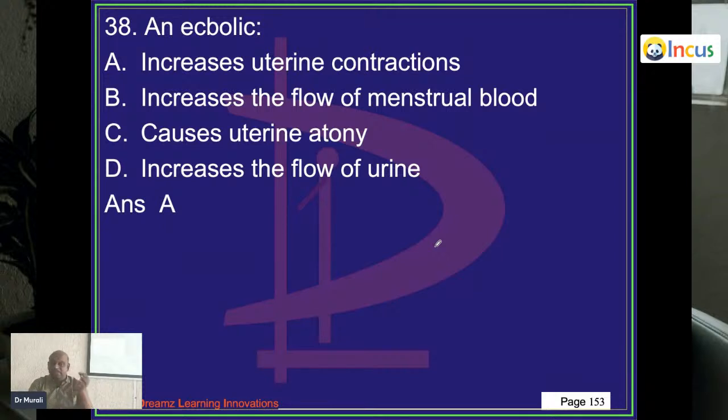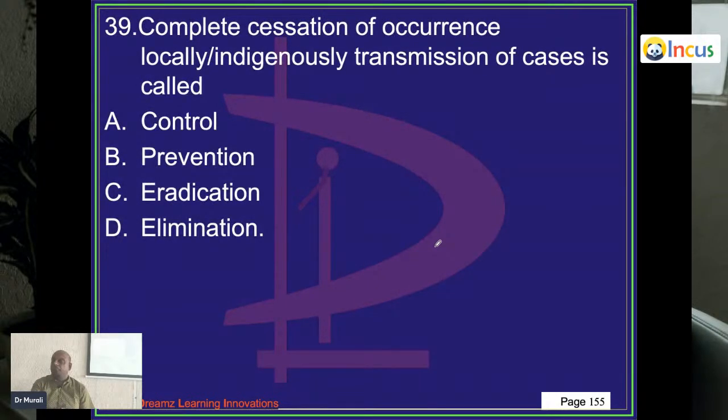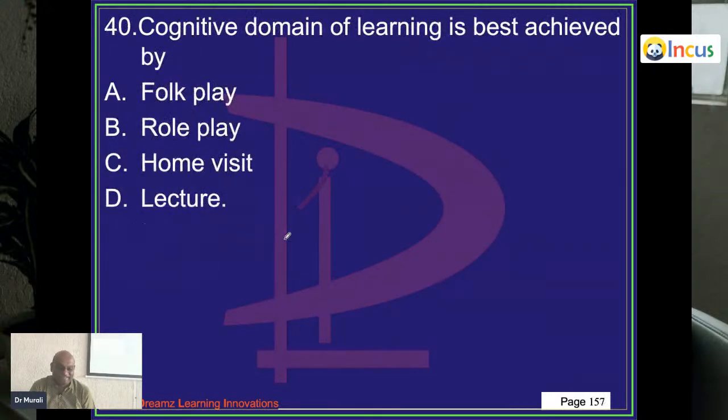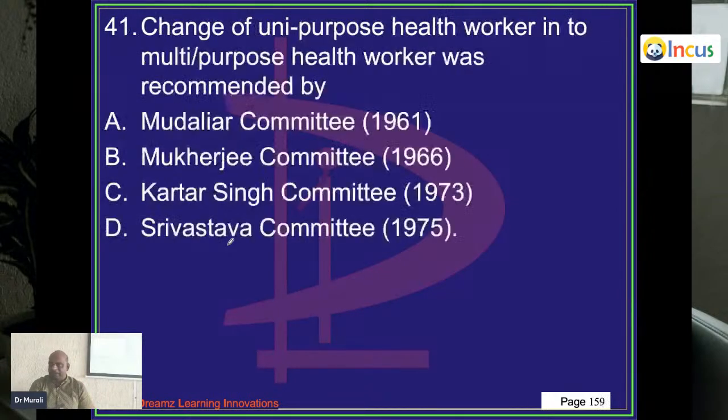Ecbolic increases the uterine contractions. Complete cessation of occurrence of local transmission of the cases is called elimination. We are all praying for that to happen for the COVID, but we don't know. Now, how do you get the cognitive domain of learning? Cognition means acquisition of skills, right? Basically, there are various ways: folk play, role play, etc. Lecture is the way of cognitive domain of learning.